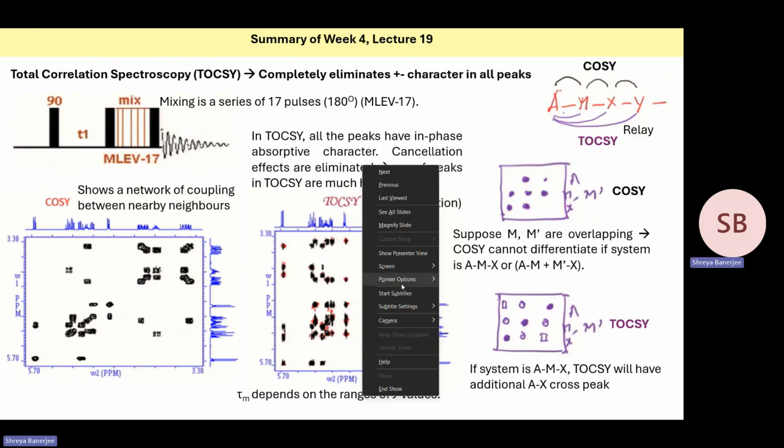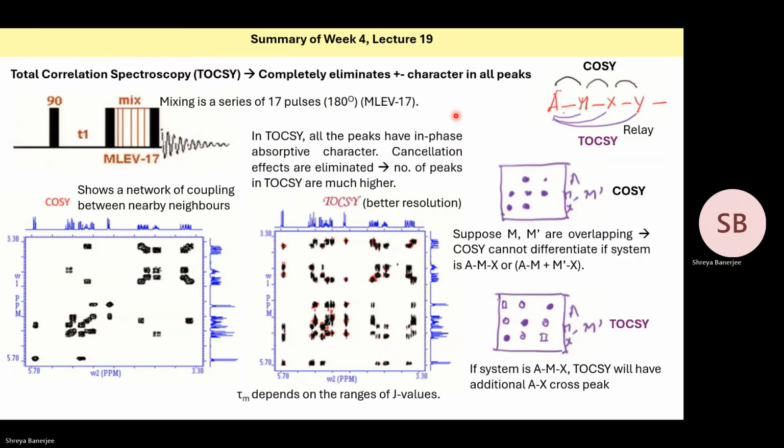Now we will talk about another experiment, which is called total correlation spectroscopy or TOCSY. What TOCSY does is it will completely eliminate any antiphase character in the peaks and you will only have in-phase character. So we won't bother about the pulse sequence. Basically, here a comparative spectra is shown between COSY and TOCSY.